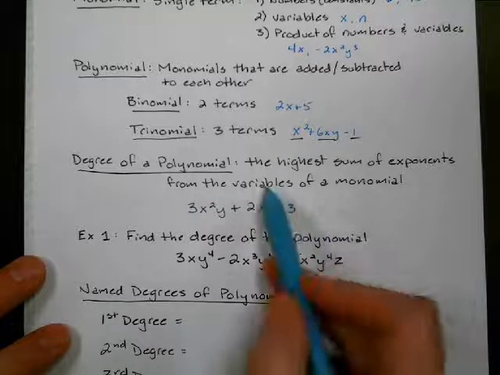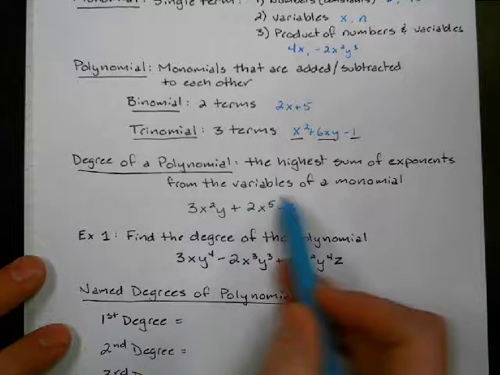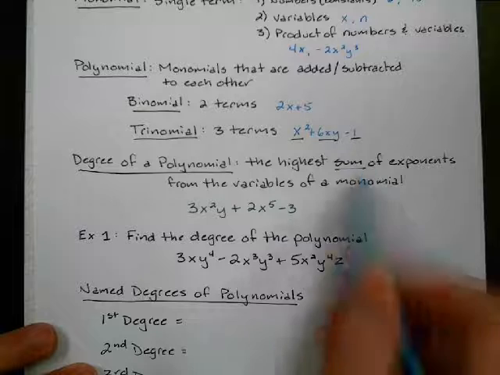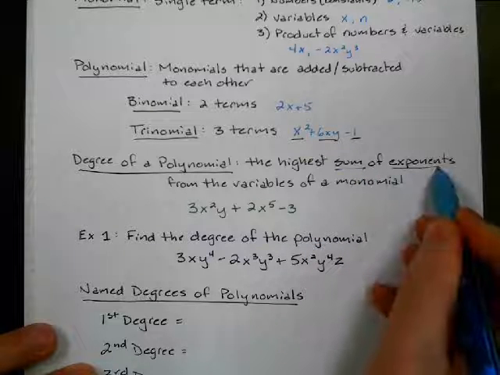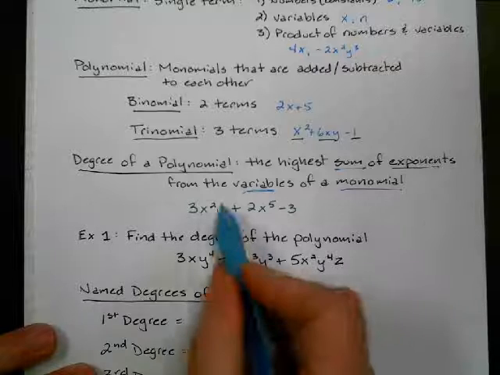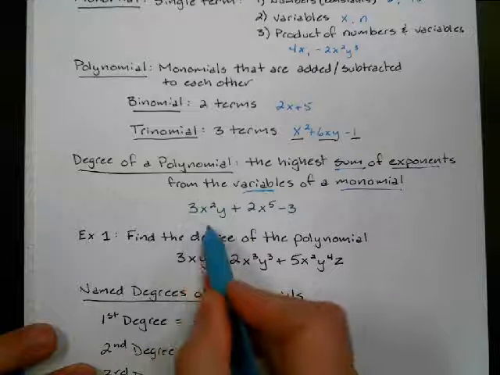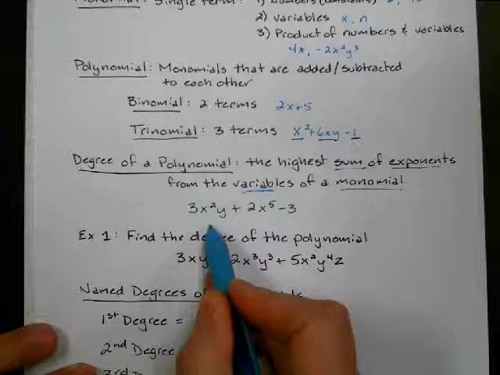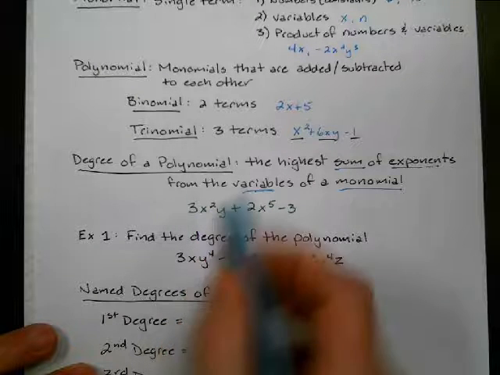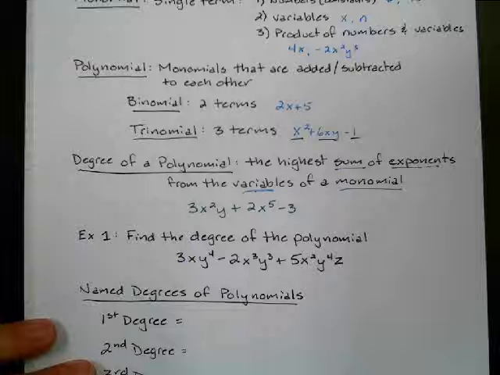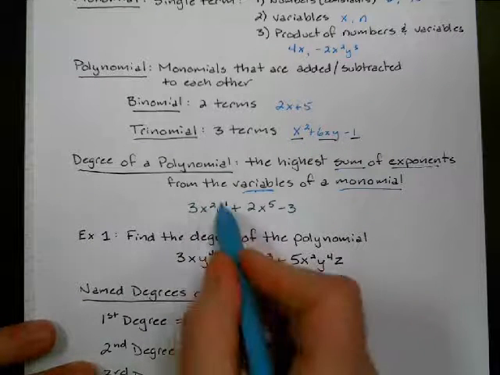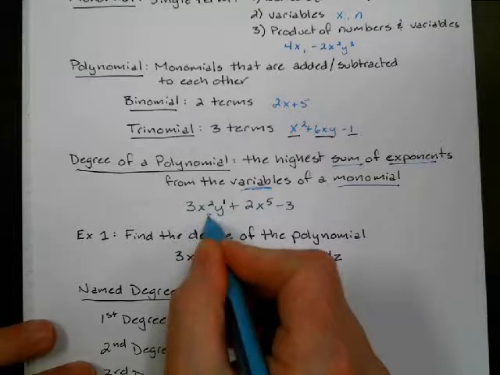But anyways, the degree is the highest sum of the exponents from the variables of a monomial. That's a lot of words. Here's what it means. We're looking for the sum of the exponents from a monomial, and we're only going to look at the variables. So let's look at this first term right here. This is a monomial. We want to find the sum of the exponents of the variables. Well, this variable has an exponent of 2. This variable right here has an exponent of 1. So the degree of this term is 3.